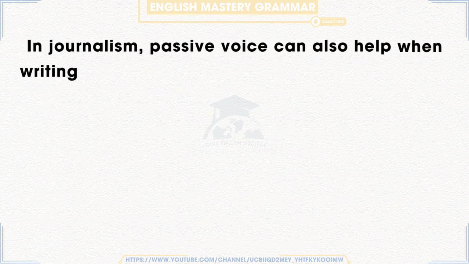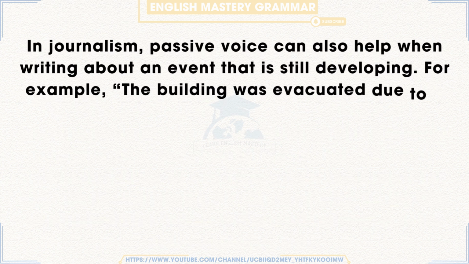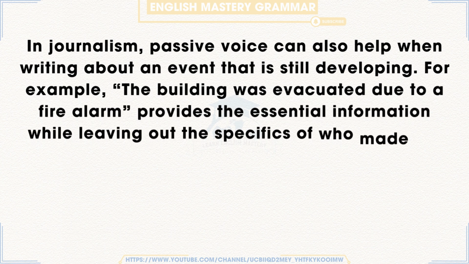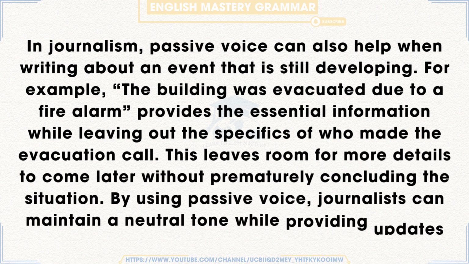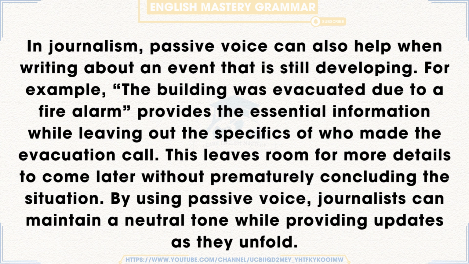In journalism, passive voice can also help when writing about an event that is still developing. For example, "The building was evacuated due to a fire alarm" provides the essential information while leaving out the specifics of who made the evacuation call. This leaves room for more details to come later without prematurely concluding the situation. By using passive voice, journalists can maintain a neutral tone while providing updates as they unfold.